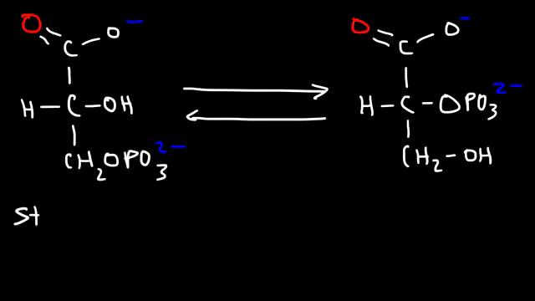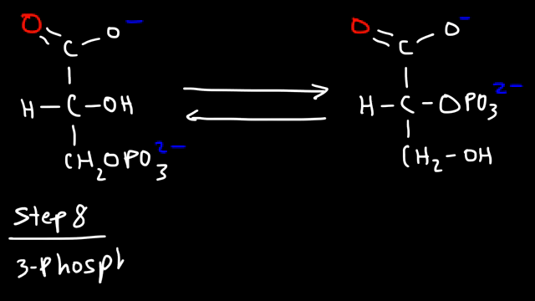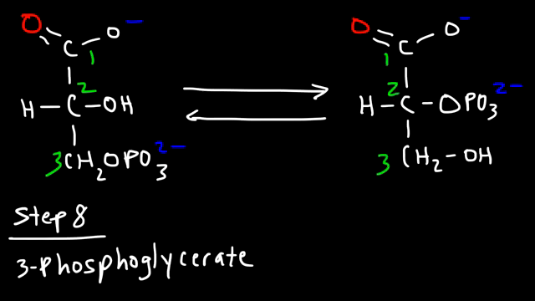Now let's talk about step 8 of glycolysis. On the left, we have 3-phosphoglycerate. Based on that, what is the name of the product on the right side? Feel free to pause the video and work on it. If you look at the product and compare it to the reactant, notice that in this reaction, the phosphate group has been shifted from position 3 to position 2. So to name this product, it's 2-phosphoglycerate as opposed to 3-phosphoglycerate.